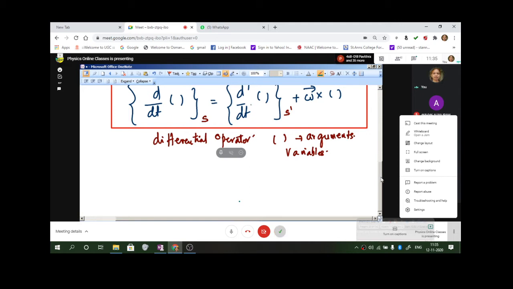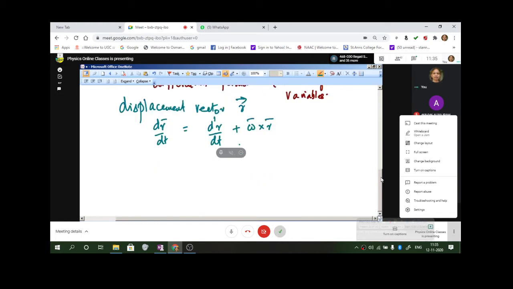And if you operate this on displacement vector R, what do you get? You get dr/dt is equal to d'r/dt plus omega cross R. This is what you get. And what will you write this as? You will write this as V is equal to V' plus omega cross R.